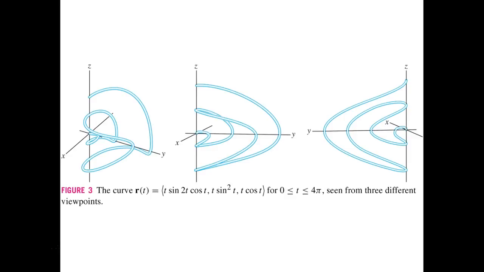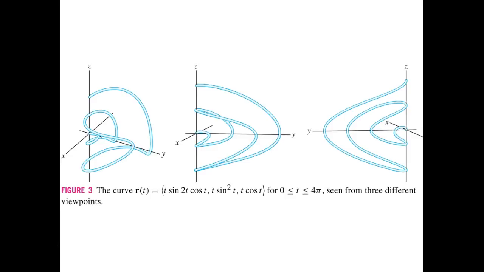And here's the curve, by the way. R of t is t sine 2t, cosine t. That's the x component. t sine squared t, the y component, and t cosine t, the z component. This is only going from t equals 0 to 4 pi. Certainly at 0, it would be 0, 0, 0. So that's why it's starting at the origin.